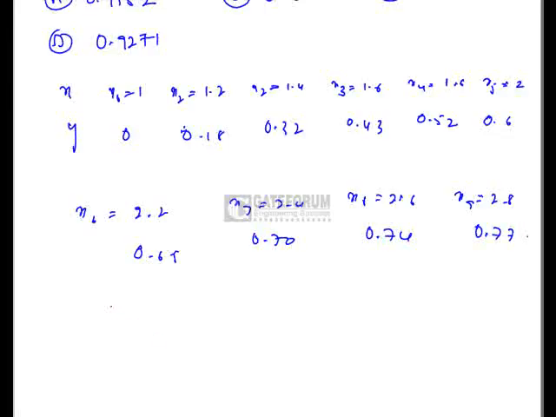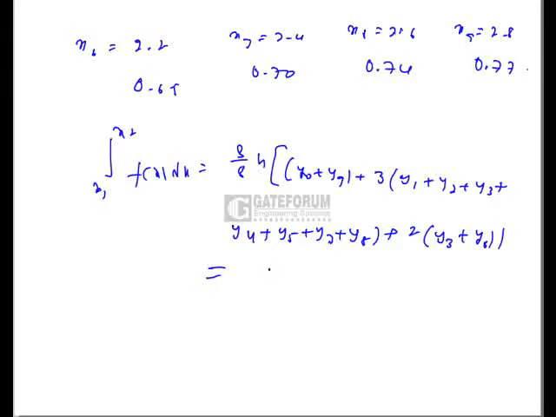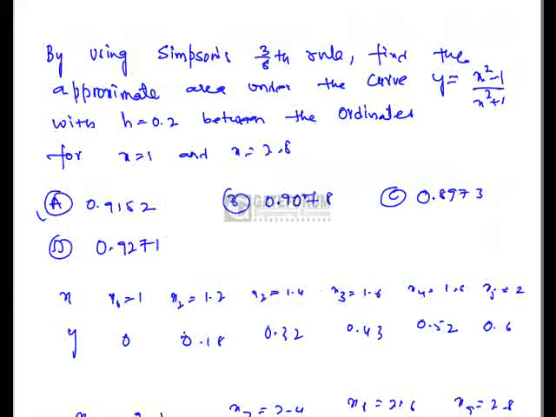Now we have to evaluate the integral between the limits x1 and x2 of f of x dx. Now the 3/8 rule is 3 by 8 times h times first term plus last term plus 3 times y1 plus y2 plus y4 plus y5 plus y7 plus y8. That means the suffixes of 3 must not be there. Multiples of 3 should not be there in the suffixes. So plus 2 times y3 plus y6. If I substitute all the values and simplify, the answer will be 0.9152, which is option A.